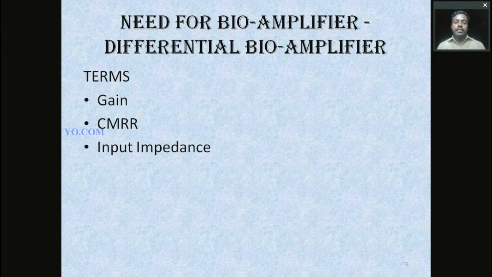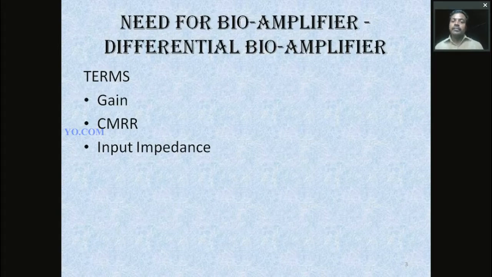Then the next one is the input impedance. What is impedance? Impedance is resistance plus reactance. So R plus j omega L, or R plus 1 by j omega C. This is the impedance. The input impedance is very important in a biological amplifier, because the biological amplifier amplifies very weak signals.